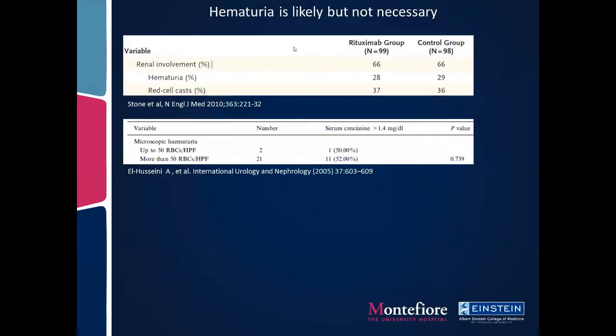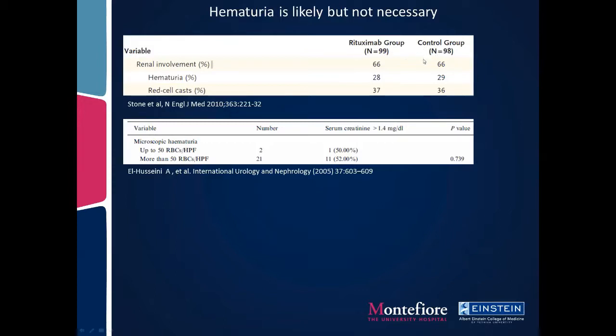Those are the most common diseases that you would encounter in people with these findings. Hematuria in patients with GN is likely, but it is not necessary. These are two studies that I pulled up to illustrate this point. The top one is a more recent study published in 2010. It looked at patients with ANCA vasculitis who were randomized to receive either rituximab or the standard of care at that time, which was cyclophosphamide.